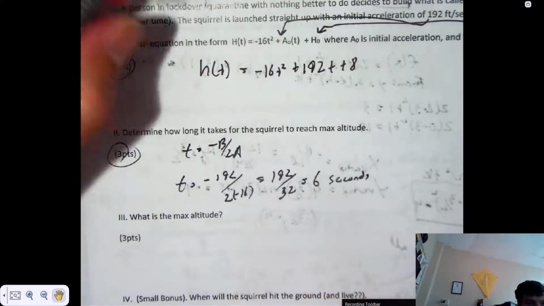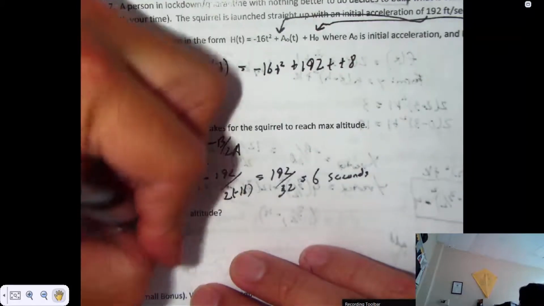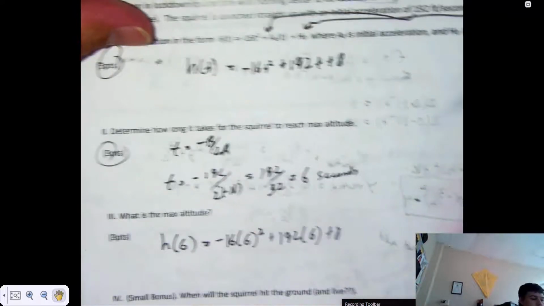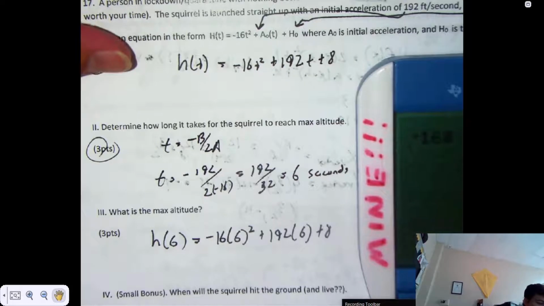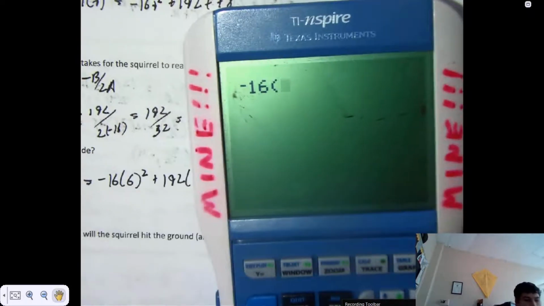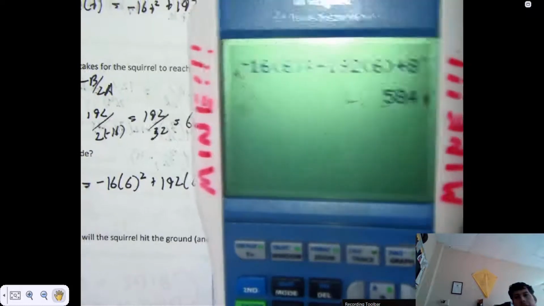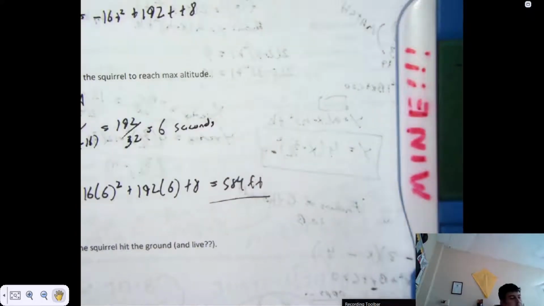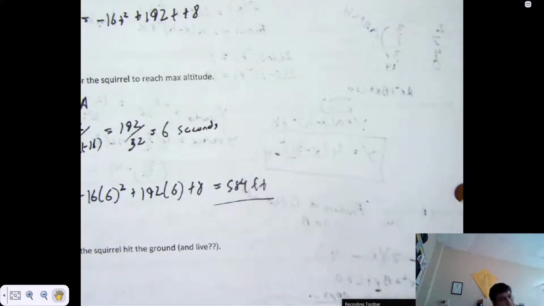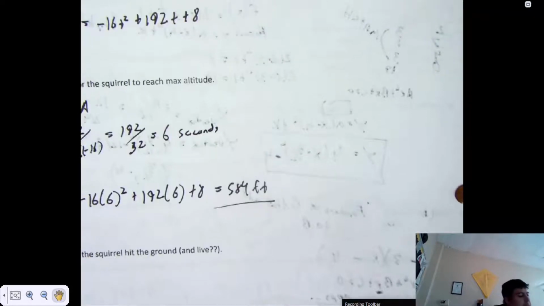Part 3 is, what is the max altitude? Well, you know how long it takes. Time is 6, so everywhere you see a t, you replace it with a 6. Now, I wouldn't sit here and waste any of my time doing this because I know I'd be quicker than this on a calculator likely. So I'm just going to my TI-84. I'm typing it in as I wrote it. 584 feet. Dead squirrel. I don't know, maybe. The catapult launchers that you see on YouTube are not that impressive.